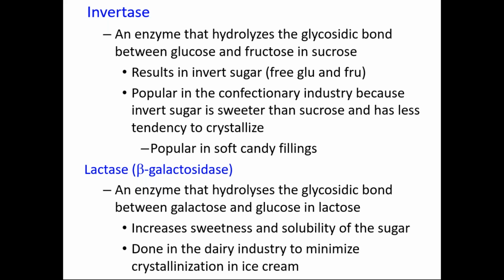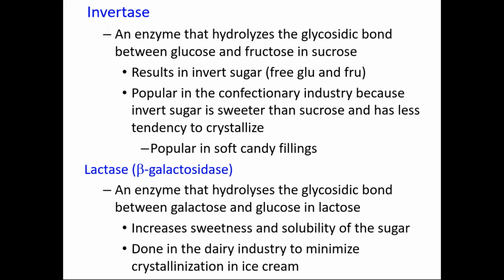Invertase is the enzyme which converts sucrose into free glucose and fructose. It is also very popular in the confectionery industry because invert sugar, that means sucrose converted into equal quantities of glucose and fructose, is much sweeter than sucrose, and it is popular in soft candy fillings. Beta galactosidase, or lactase, hydrolyzes the beta 1,4 linkage between galactose and glucose.